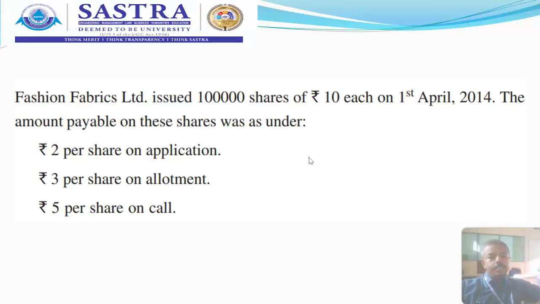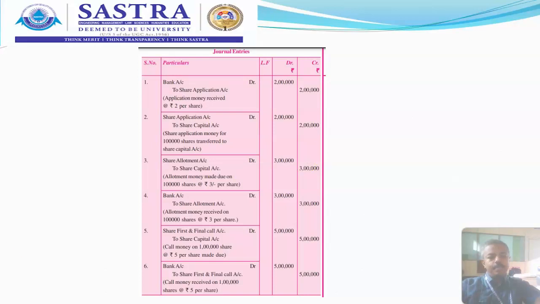Here nothing is given about any dues or any advances paid on the shares. So we assume that for the entire 1 lakh shares, the dues were collected on time. So Hazen Fabrics Limited has collected all the dues on time, and application money also as prescribed. Now let us discuss the solution part one by one.